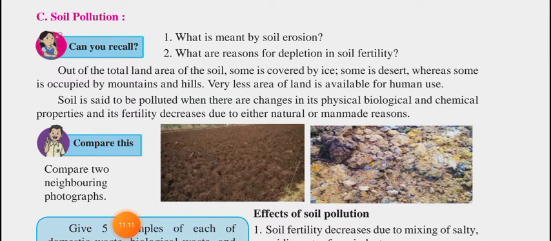Next topic is soil pollution. Out of the total land area, a large part is covered by ice. Some is desert, whereas some is occupied by mountains and hills. Very little area of land is available for human use.